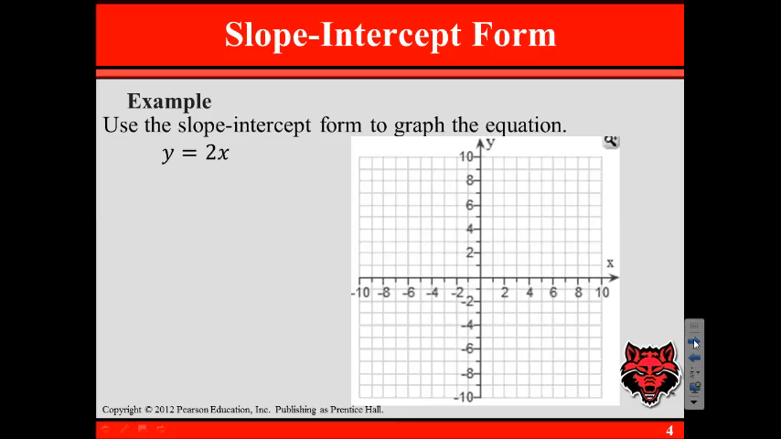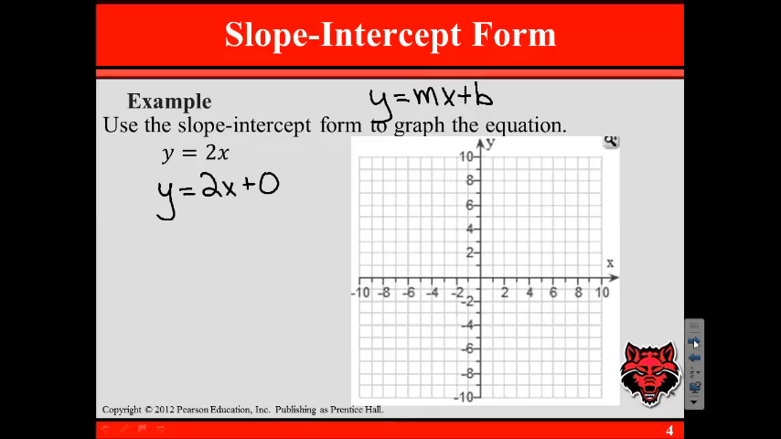Let's try another example. Let's use slope-intercept form again to graph the equation y equals 2x. So to begin, let's write what slope-intercept form is. Y equals mx plus b. And let's make sure that our equation is exactly in that form. So we have y equals, y is by itself, that's good. Y equals 2x, but we don't have a constant at the end. To alleviate this issue, we're going to rewrite the equation to make it look like this. Y equals 2x plus 0.